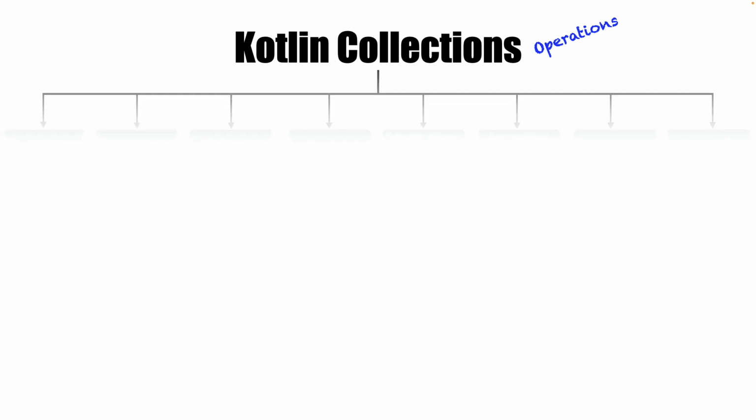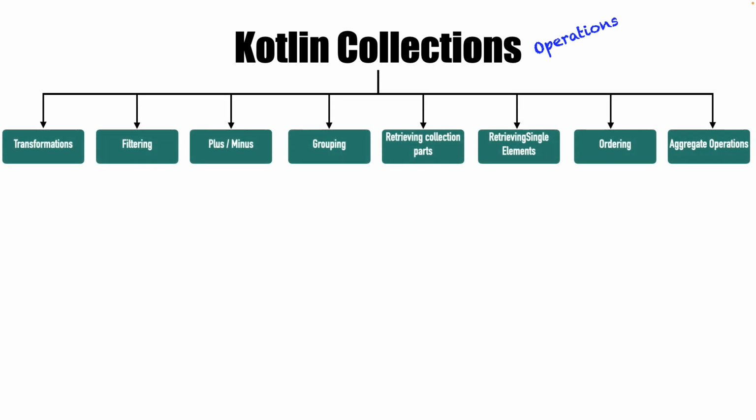Welcome to the next video on Kotlin collections, and in this video we will talk about some of the operations that we can do using Kotlin collections. Well, there are 8 different types of operations that you can do. Something like transformation, filtering, plus minus, grouping, retrieving a collection parts, retrieving single elements out of the collection, ordering and aggregate operations. And in this video, we will mainly concentrate on transformations.